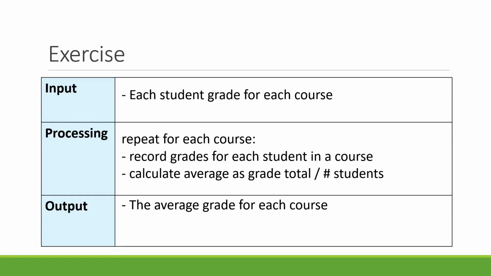So with the processing part, what we want to do is we want to record grades for each student in a course and then calculate the average as the total grade divided by the number of students. And we want to repeat that code for each course. So we've got 2 bits of repetition here. We are repeating, recording, and accumulating grades so we can calculate average. And we're going to repeat all of that for each of the courses as well.